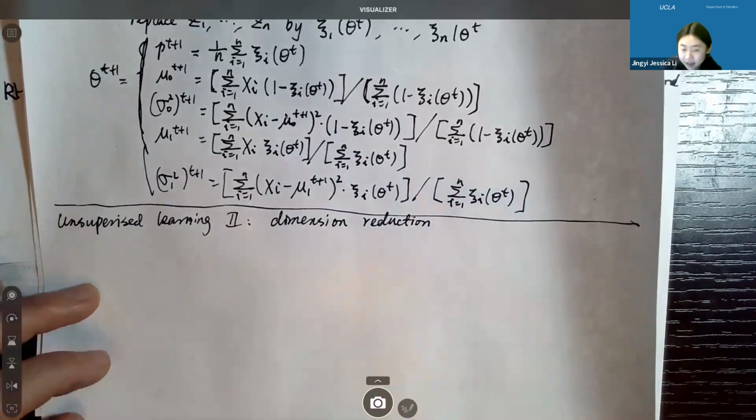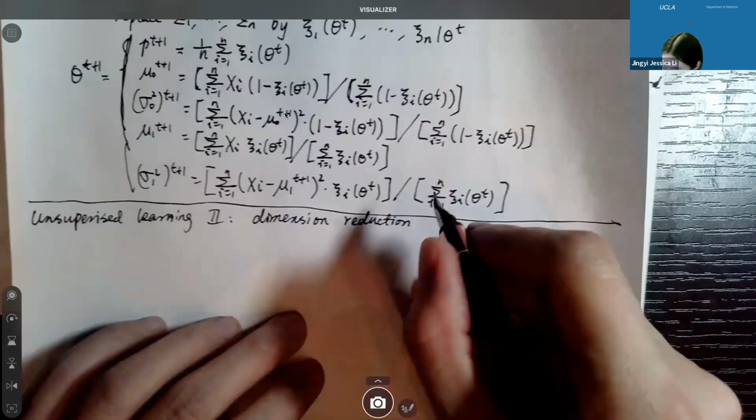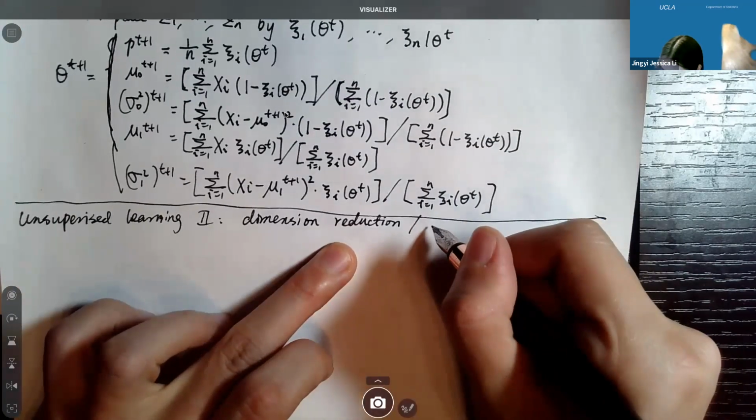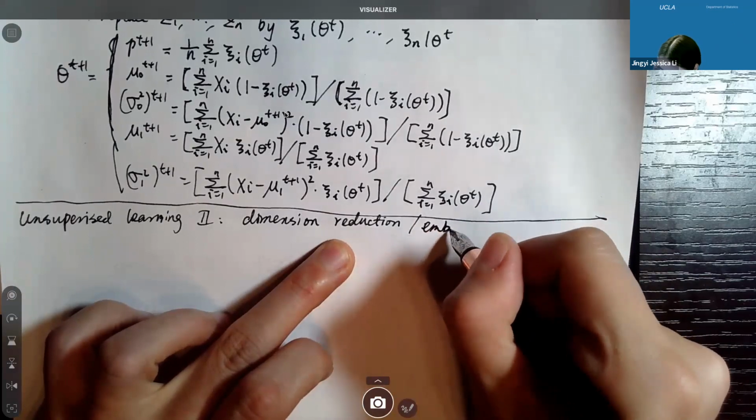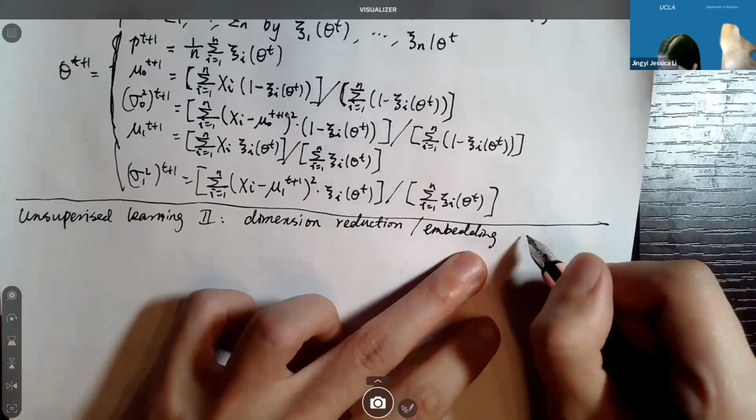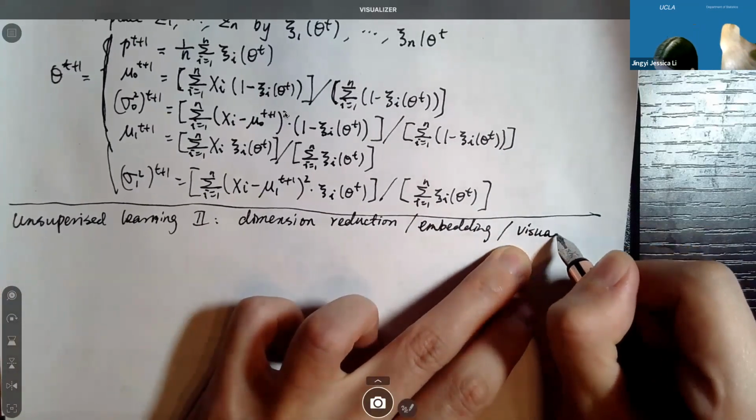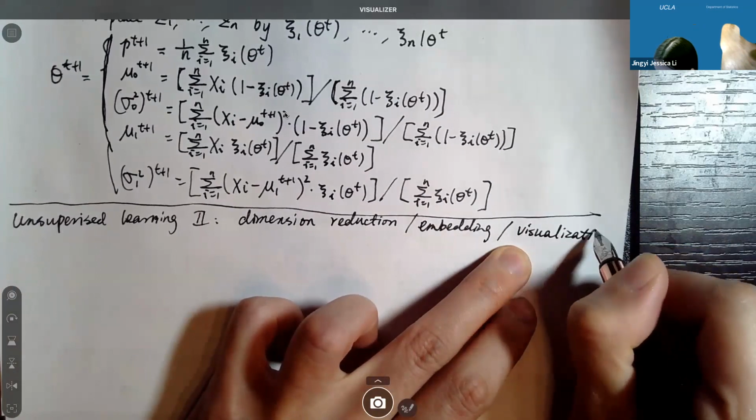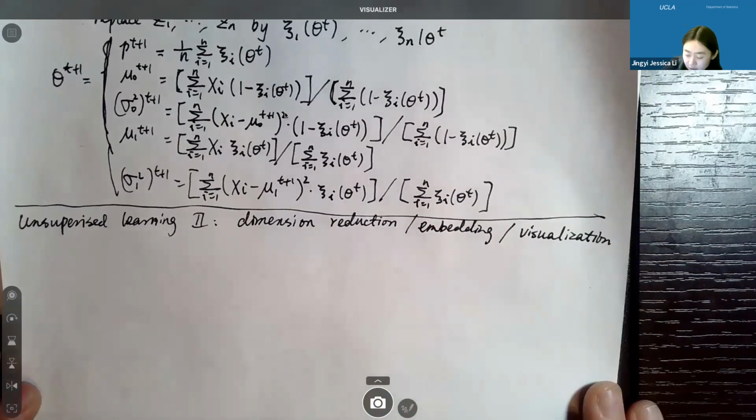Okay, and this is sometimes referred to by other names. Some people may call it visualization or embedding. Yeah, I think embedding is the term. If you just set the reduced dimension to two dimensions or 3 dimensions, you may use the reduced dimensions for visualization. Okay, so these are all connected.